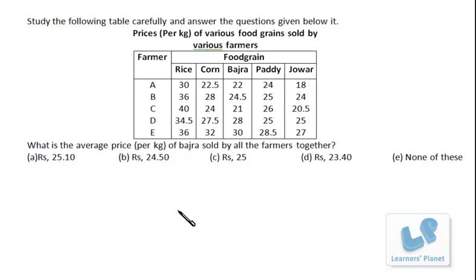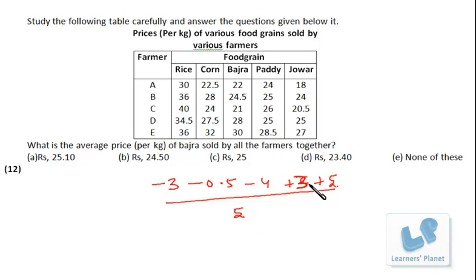To apply the deviation method, you just assume an around average, like whatever you feel. I feel it should be around 25, so I just take it around 25, right? Doesn't matter if you take 24 also, but let me take 25. The method will remain the same, right? Now my around average is 25. Now 22 is minus 3. This is minus 0.5. This is minus 4. This is plus 3, I'm sorry, and this is plus 5, right? So divided by 5, this is the average.